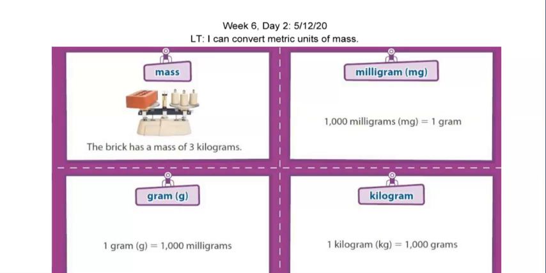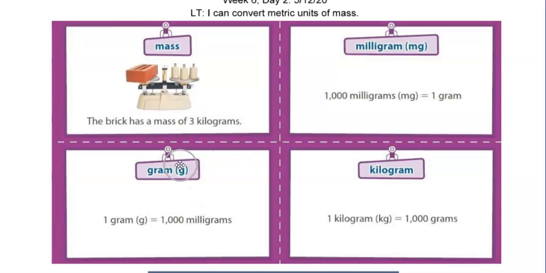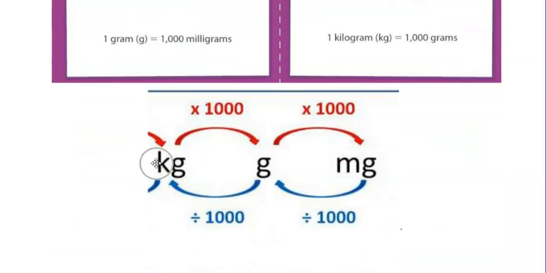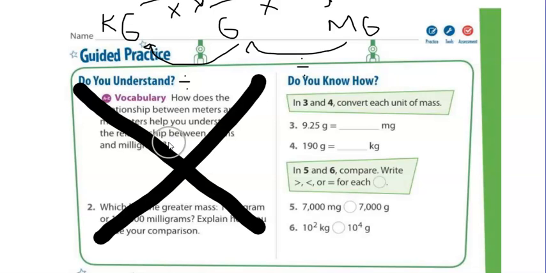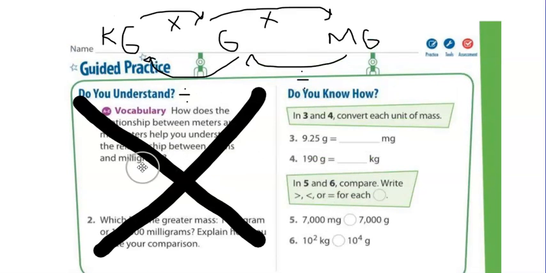30, 31, and 32. Today, our learning target is I can convert metric units of mass. So we're going to be looking at milligrams, grams, and kilograms today, and converting between those 3 units of measurement. And you'll notice that going from kilograms to grams or grams to milligrams, we're either going to be multiplying or dividing by 1,000. So this strategy is very similar to what we have been doing the last couple days. Thinking basically along the line of moving your decimal or adding zeros.